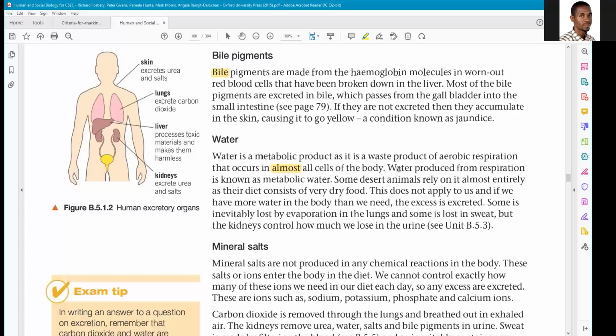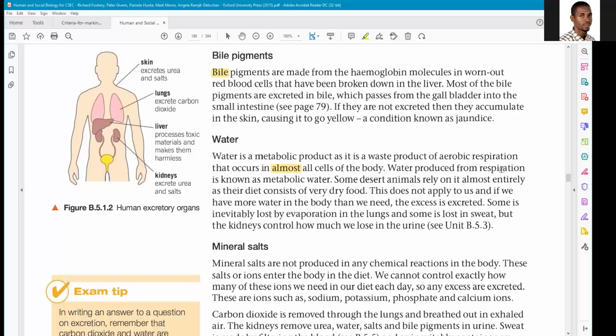Anyway, water produced from respiration is known as metabolic water. Some desert animals rely on it almost entirely as their diet consists of very dry food. So the water they produce from their own metabolism, they try to make use of it back immediately. This does not apply to us.